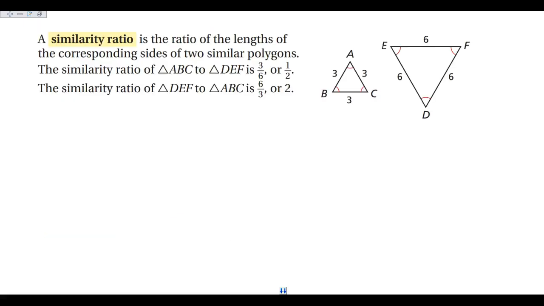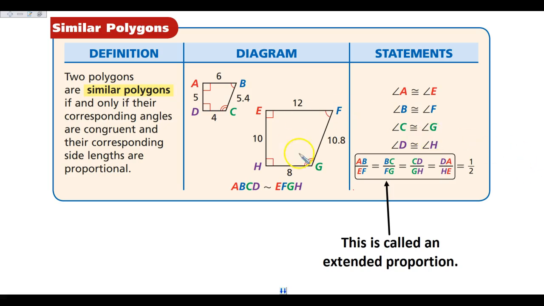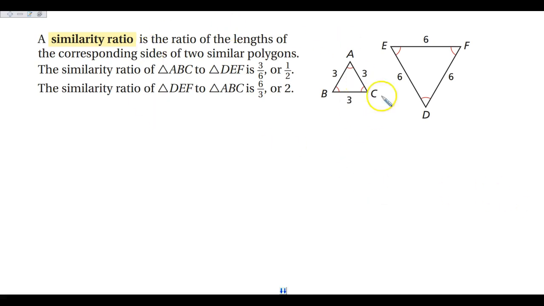All right, we are going to look right now at what a similarity ratio is. Okay, a similarity ratio is the ratio of the lengths of the corresponding sides of our polygons. So if we come back here to this second slide for a second, remember when we did 6 over 12 was 1/2, 5 over 10 is 1/2, 4 over 8 is 1/2. Well, the similarity ratio of my small figure to my big figure is 1/2.